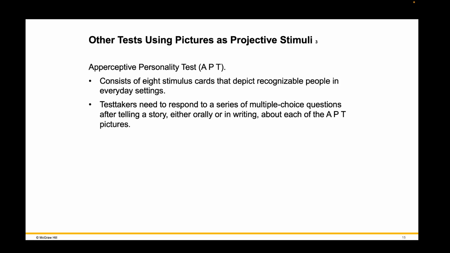And then we also have the Apperceptive Personality Test, or the APT. This consists of 8 stimulus cards that depict recognizable people in everyday settings. Personally, I have not seen this yet. So again, you can look it over on the internet so you would know what we're talking about here. It's also very helpful for you to familiarize yourselves with other tests.